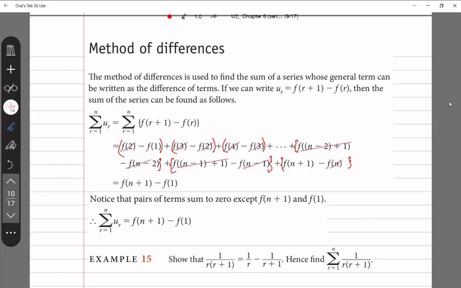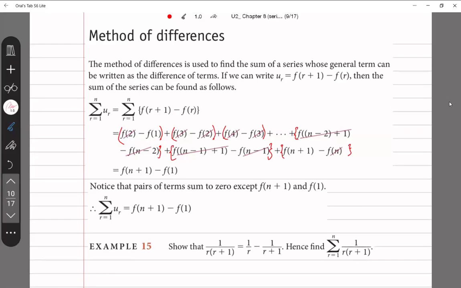You'll notice the last term says f(n). Where can I see f(n)? f(n minus 1 plus 1) is f(n). So what is left is f(n+1) and f(1). So the sum of the series would be equal to f(n+1) minus f(1). Let us try and see this in action.